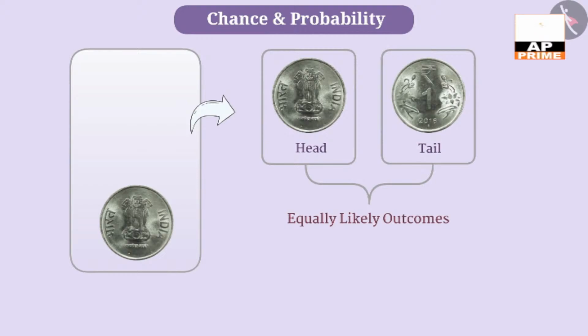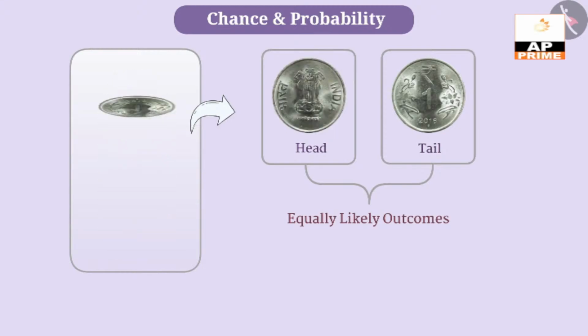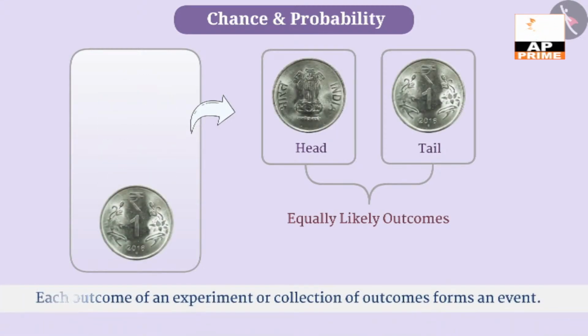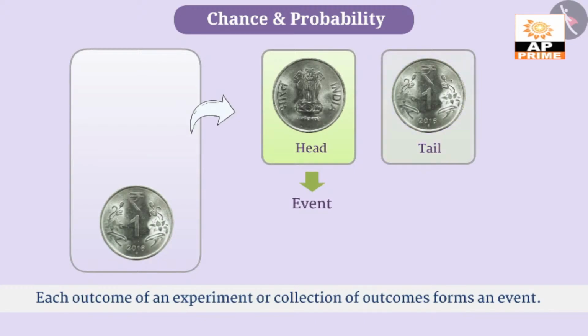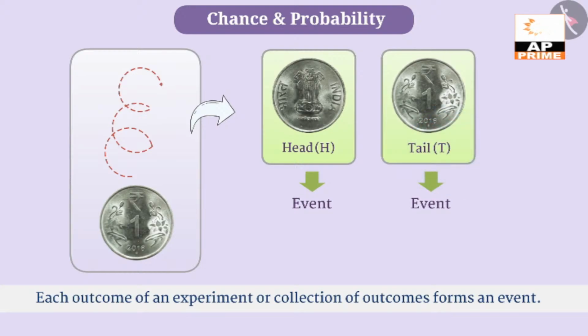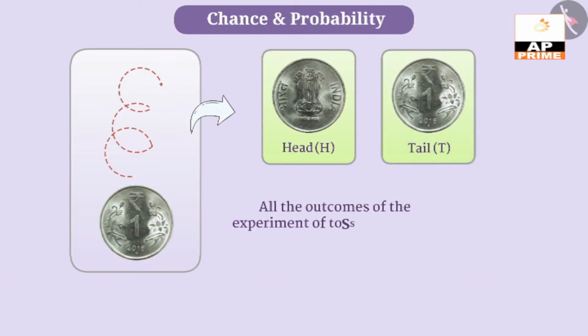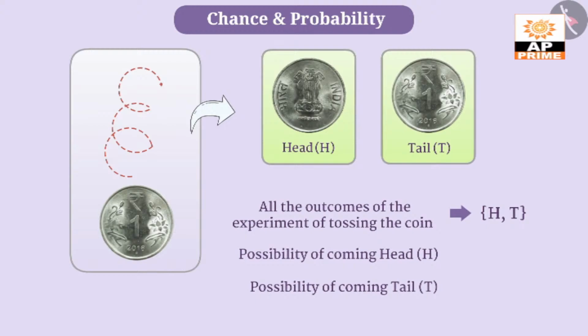Here we have done an experiment of tossing the coin, the outcome of which can be head or tail. Each outcome of an experiment or a collection of outcomes forms an event. Like here, getting head is one event, and similarly, getting tail is also one event. When a coin is tossed, then the outcome can be either a head or a tail. We will represent head with H and tail with T. In this way, we can say that all the outcomes of the experiment of tossing the coin are H, T. The possibility of getting each of these is 1 out of 2, that is 1 by 2.